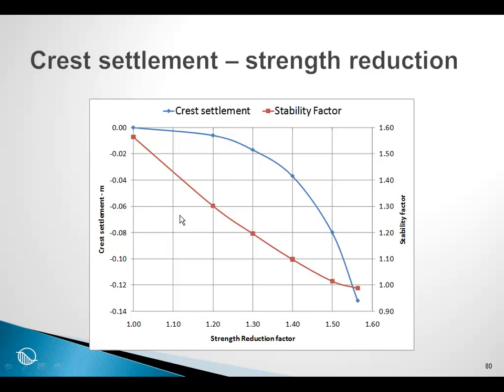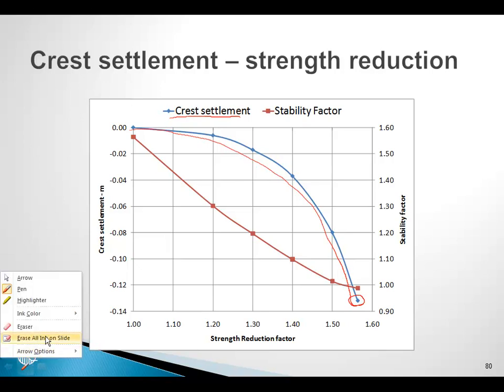So here then is a summary of the results. Now, if all you had was sigma, then this would be the only information that would be available to you. And we were still able to get a converged solution at this point here. And what I have done here is plotted the crest settlement, or the crest movement.